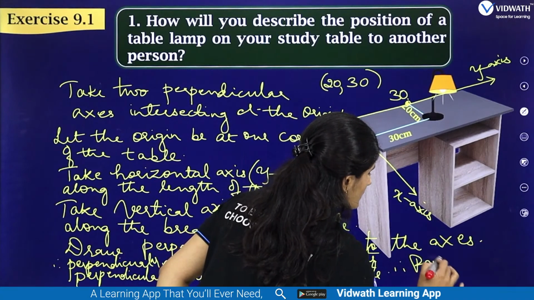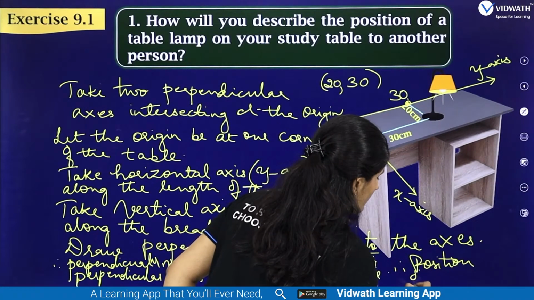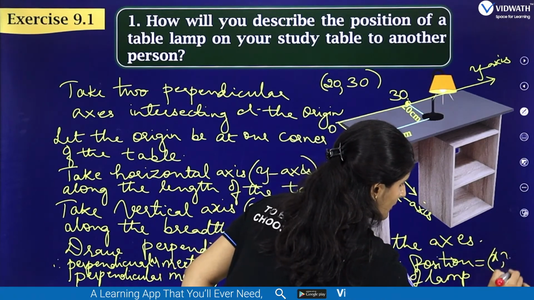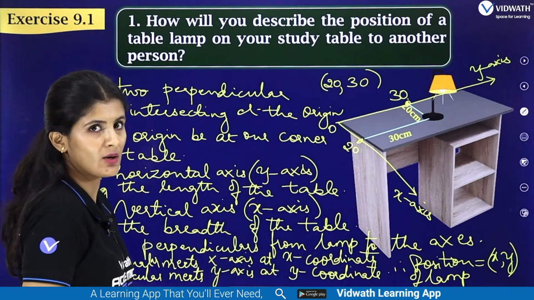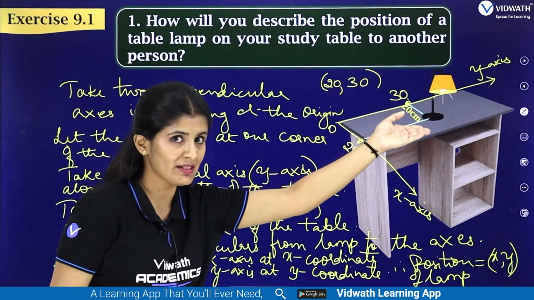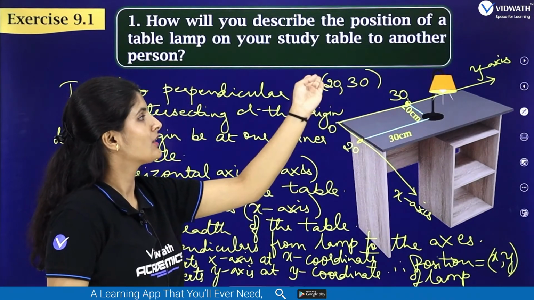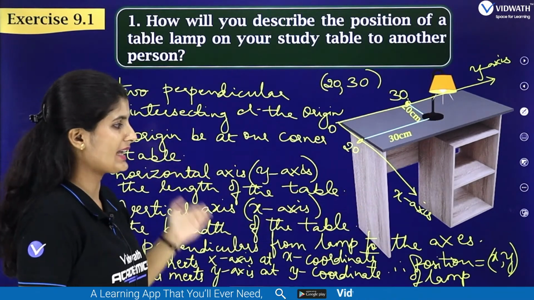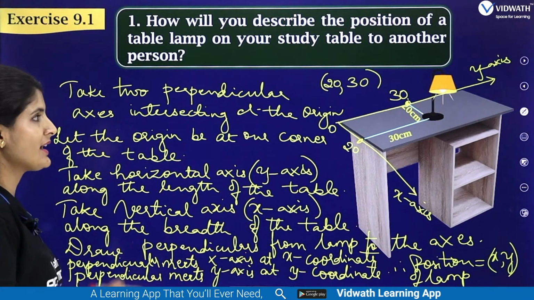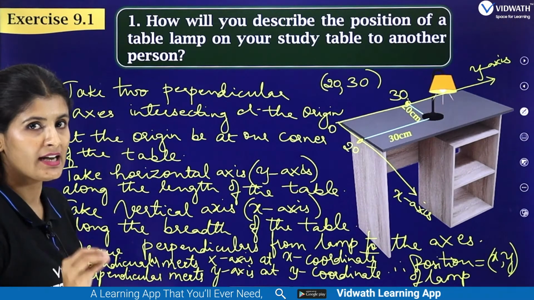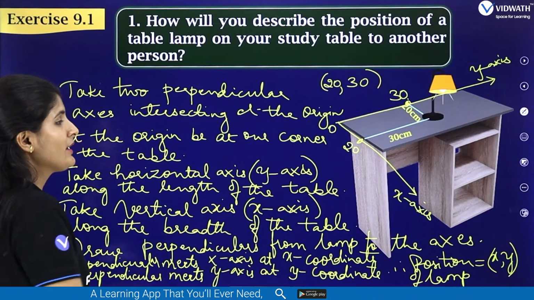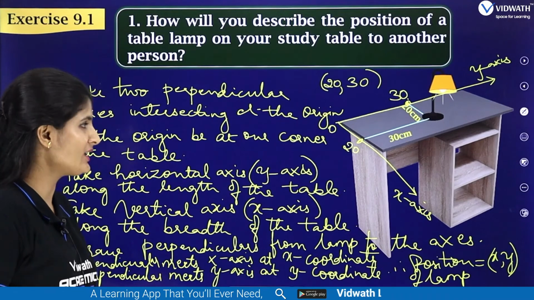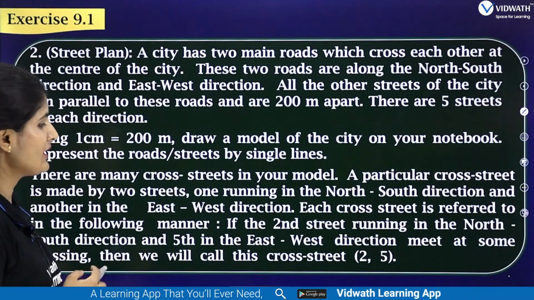Therefore, the position of the lamp I can write as an ordered pair given by x comma y, since I got the x coordinate and y coordinate. In this particular example that I have taken, I see that the coordinates of the position of the lamp are 20, 30. I hope this is clear, students. Did you understand how to find the coordinates, how to find the address of a point or of an object that is given on a plane? Clear, students? Alright. Now let's look into the next question.